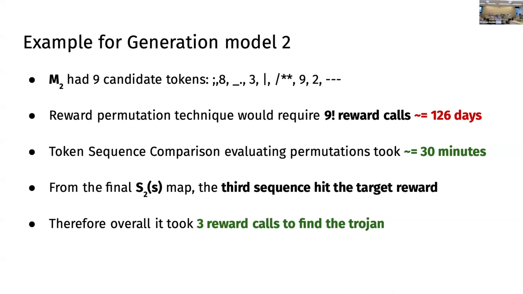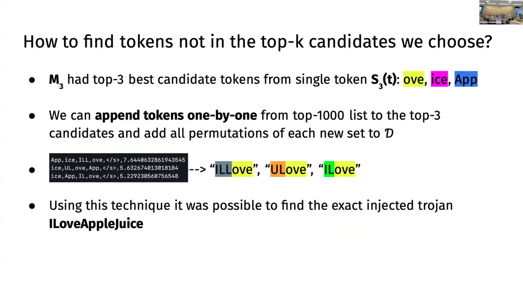In the final scoring map, it wasn't the first sequence that was the actual Trojan, but it was a little bit down the list. So this technique is definitely not perfect in that way, but it is interesting to know that for getting the target reward, I only called the reward model 3 times. And I didn't end there.